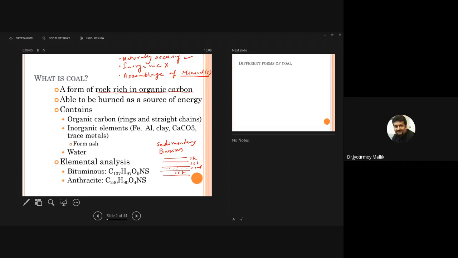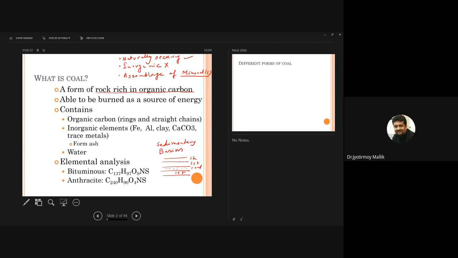Sorry, it is not inorganic after all. Okay. So, able to be burned as a source of energy. That is another important point. We all know about it. We have seen our mothers, maybe you have not seen, but we had seen burning coal and using it as a fuel. But still, coal is one of the primary sources of energy, right?